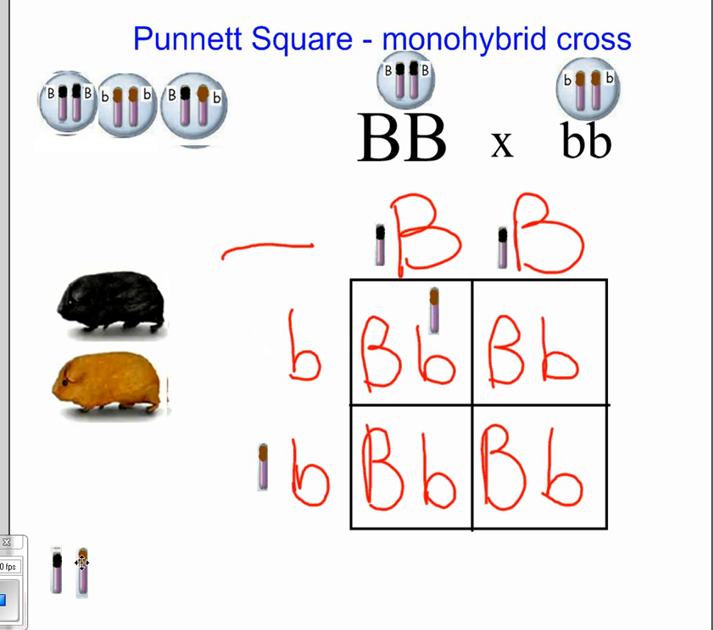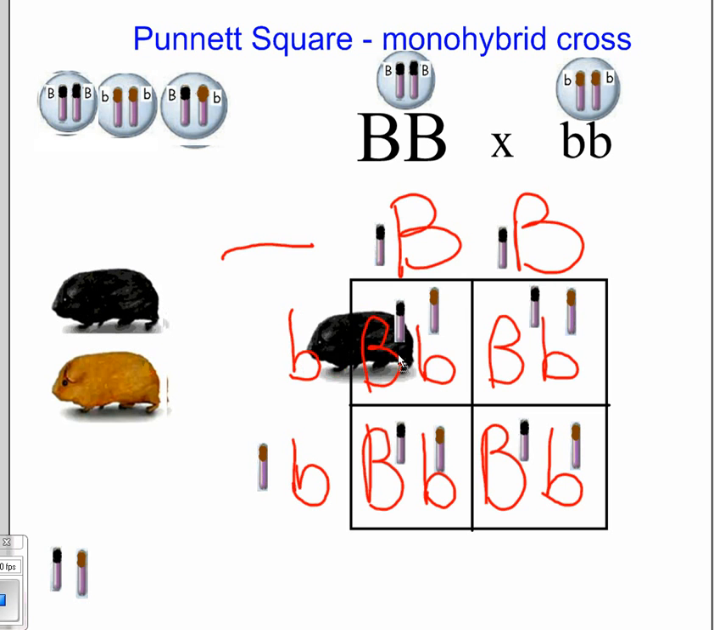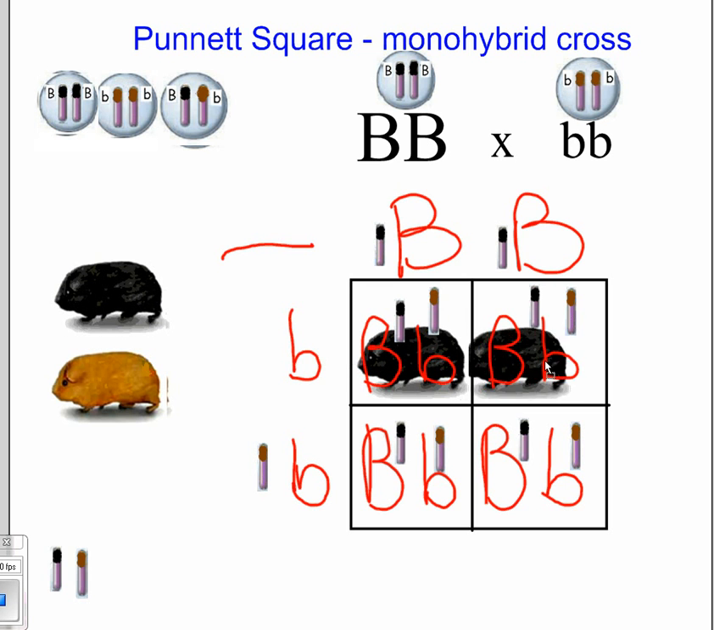So we would carry, just like we did a while ago, whenever we separated out our four. So these would end up being our zygotes, what our possible zygotes would look like. What color would all of those end up being? Black. All of them would end up being black, right?